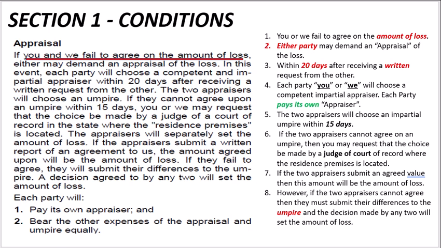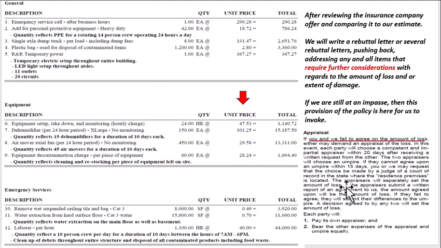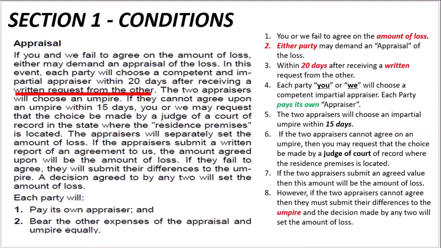However, if the two appraisers cannot agree, then they must submit their differences to the umpire, and the decision made by any two will set the amount of loss. This comes into a discrepancy as to the amounts. Like if you're disputing an amount, you can invoke the appraisal provision off these estimates that we use. If their estimate's lower than our estimate and we feel that it's not realistically updated or current with today's pricing, then we would invoke the appraisal process. Again, it's located in Section 1, the conditions part of the policy.